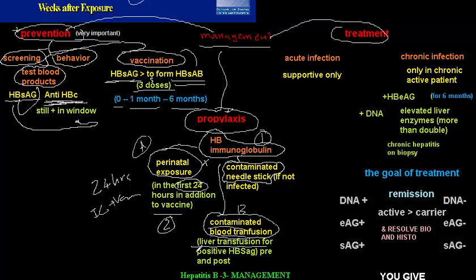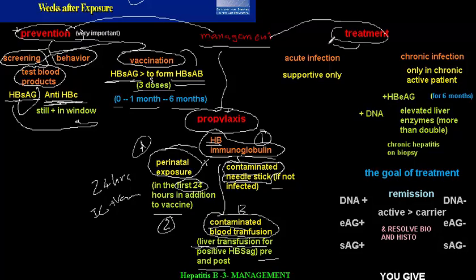If we have a liver transplantation from a contaminated or infected person to another one, we have to give hepatitis B immunoglobulin pre and post transplantation, plus the vaccination, of course. If we have a contaminated or infected needle stick, you have to give the prophylaxis, which is hepatitis B immunoglobulin. Now the treatment of hepatitis B.